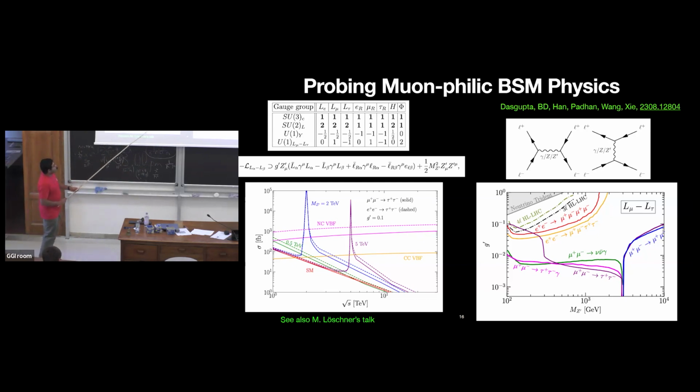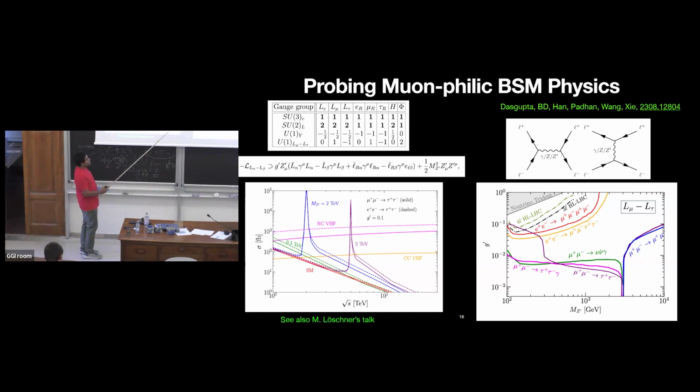If you take this and do a sensitivity analysis to see what mass and coupling you can probe, you find that for a muon collider, and here I think we're taking a 3 TeV muon collider, that's why you see this sharp rise in the sensitivity when you go to 3 TeV, because you can produce this at resonance. So you can cover a whole lot of parameter space that is currently unconstrained.